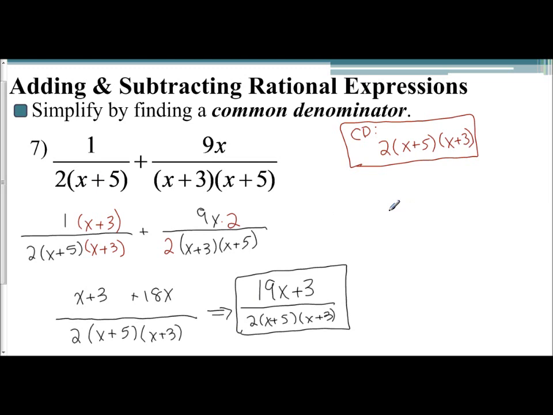So again, make sure you identify your common denominator, look at what's missing. You see here, I tried to combine some steps, consolidate some steps so it doesn't take as much room. As soon as I write down what I'm missing, I can go ahead and multiply, and write them as one fraction, and then combine my like terms.